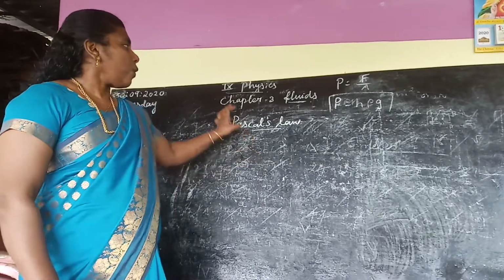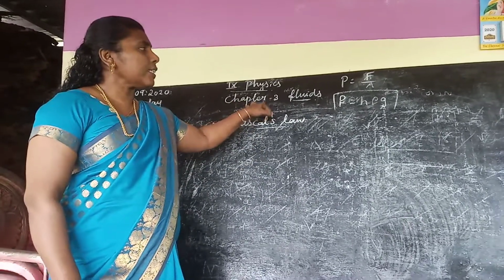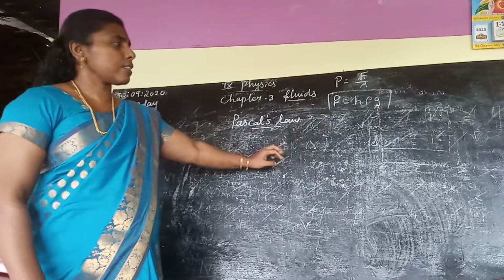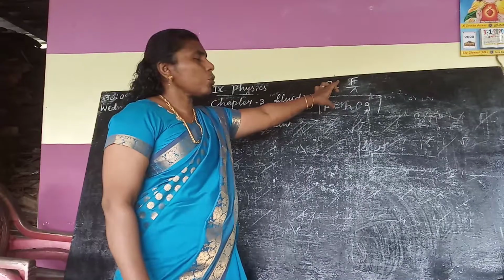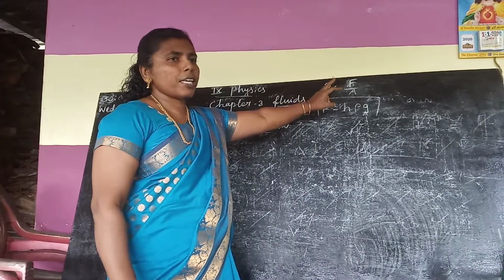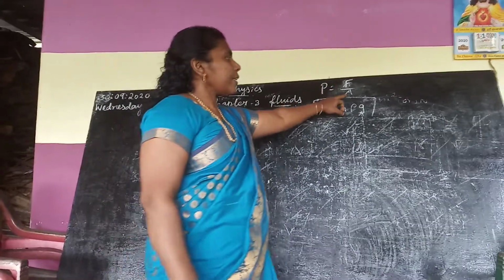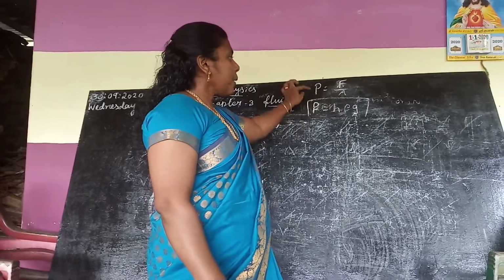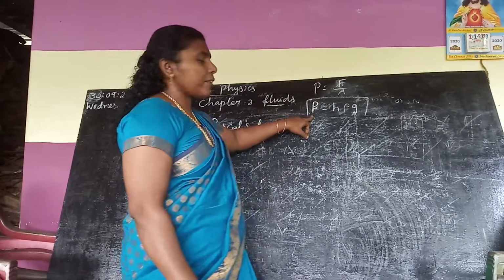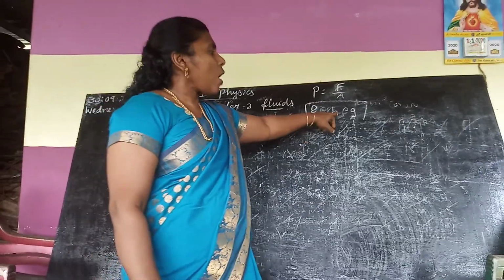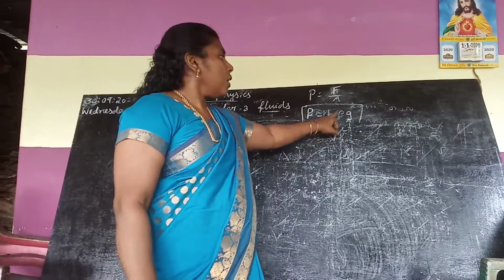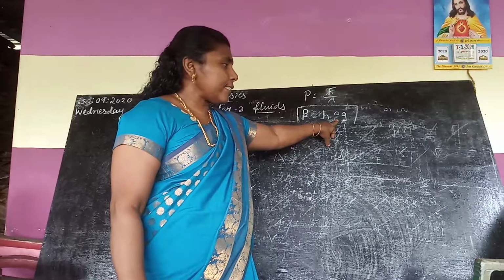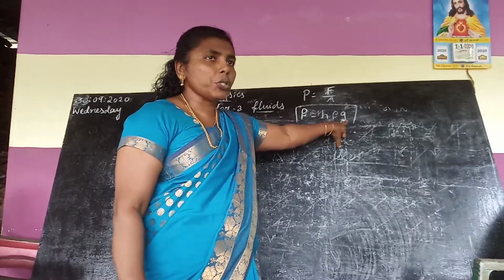Okay. Now, in the third lesson we have learned about pressure and thrust, and two formulas also. P equals F divided by A. What is F? Force. And A means area of cross section. P is pressure. Another formula we have learned: P equals H rho G. What is H? Depth. Then rho is density, and G is acceleration due to gravity.